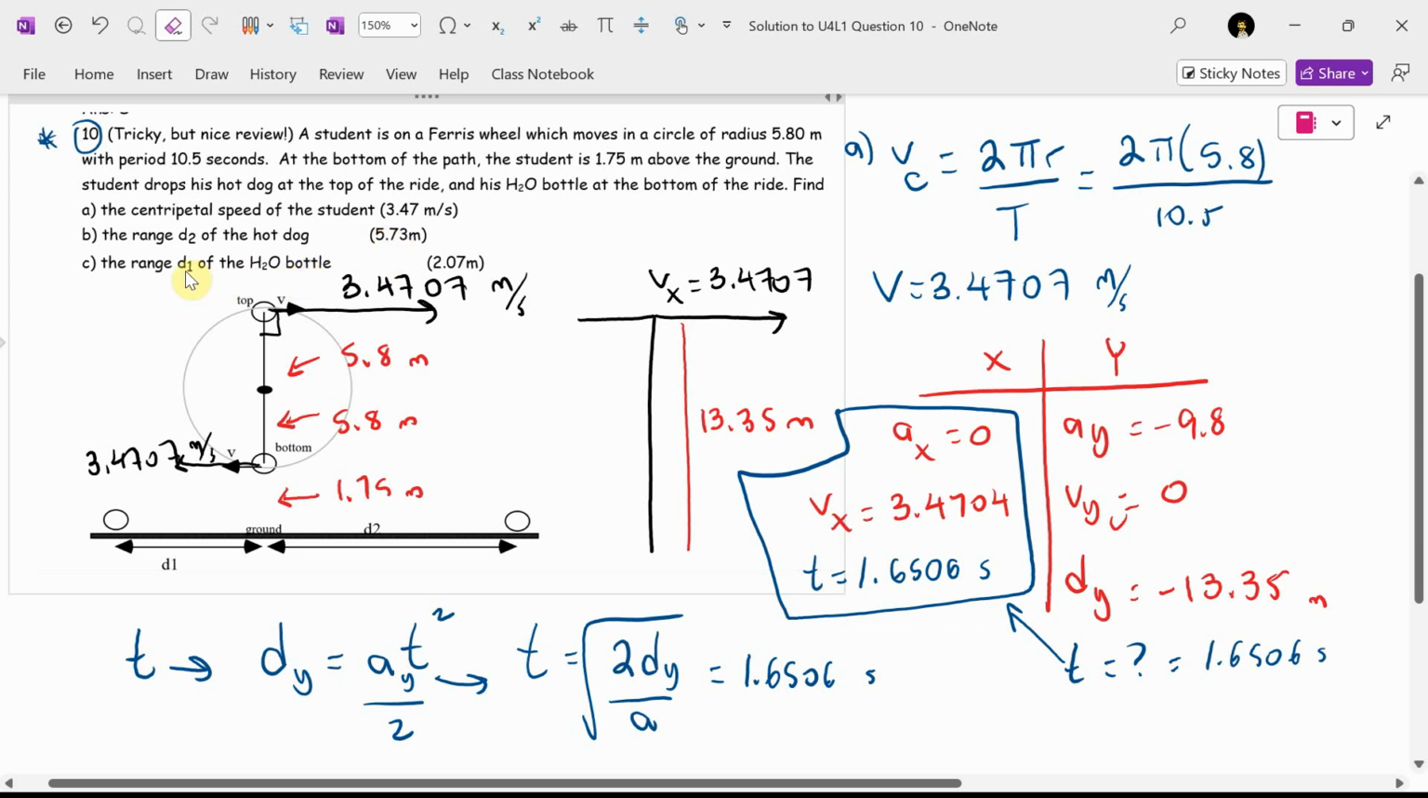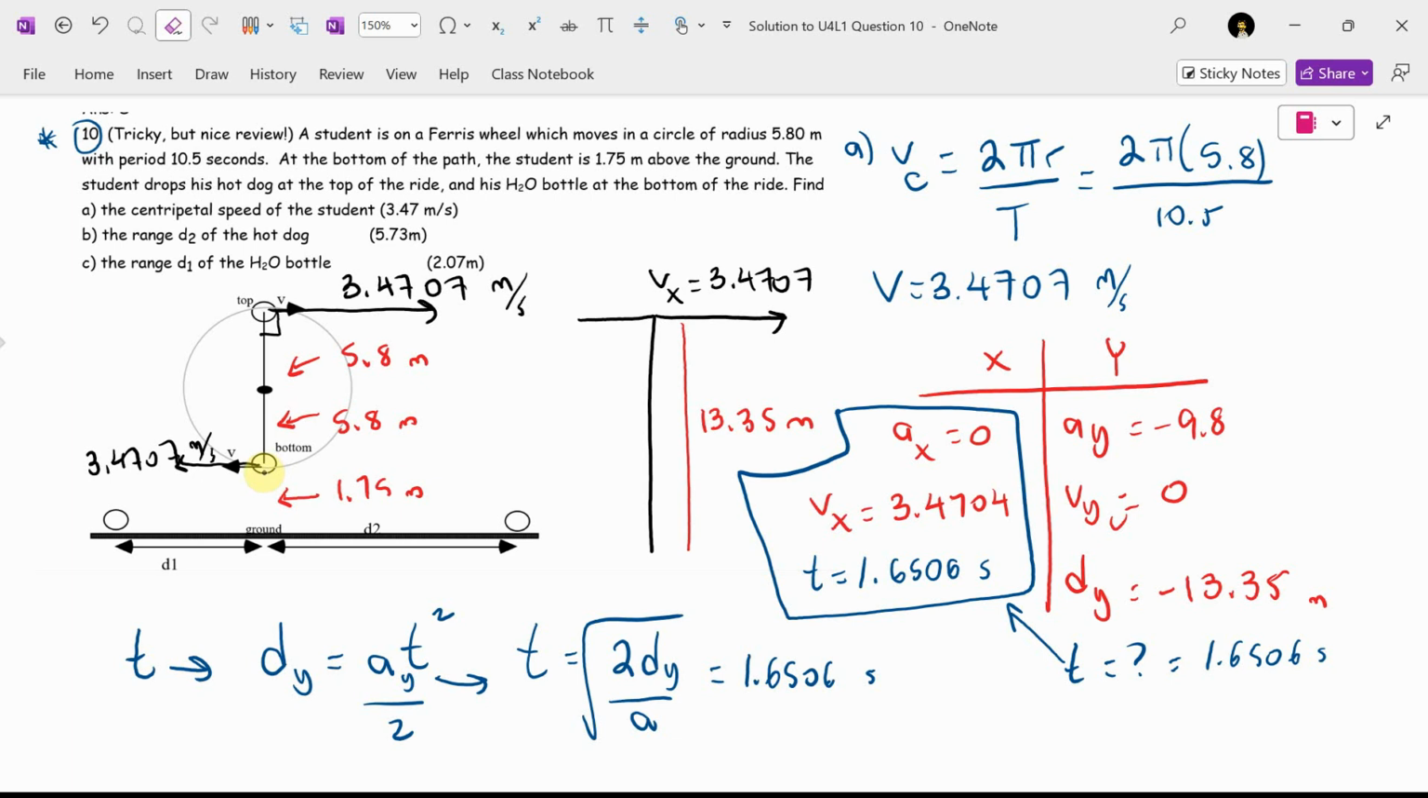To do C, it's going to be exactly the same start. AX is 0, AY negative 9.8, VX 3.47, VY initial is 0. The only difference is here, the vertical displacement isn't going to be 13.35. It's just going to be 1.75. You'll get a different time, and then when you solve, you'll get a different range. You'll get a range of 2.07 meters.